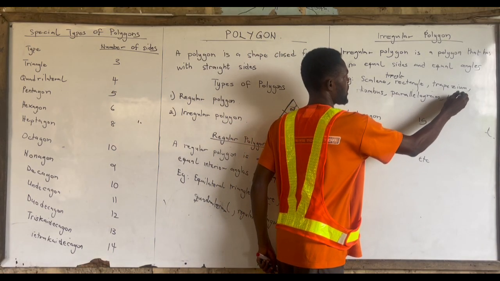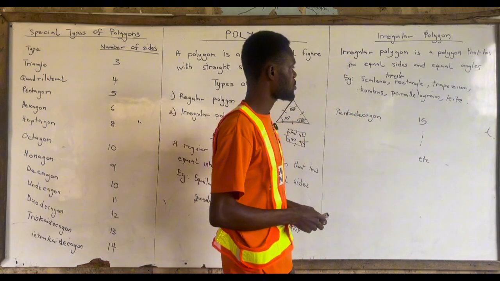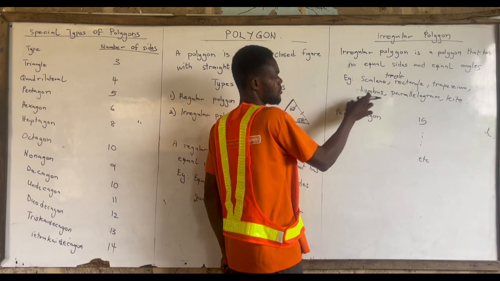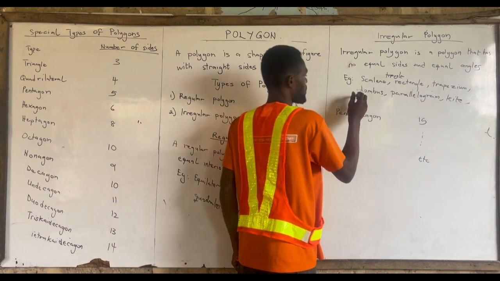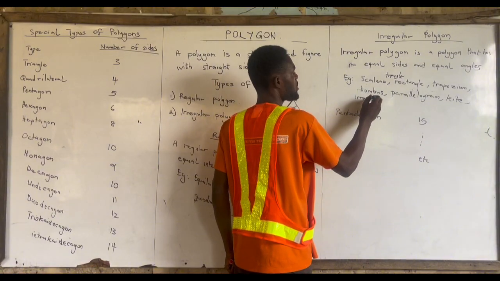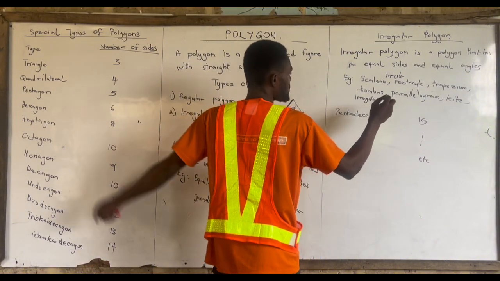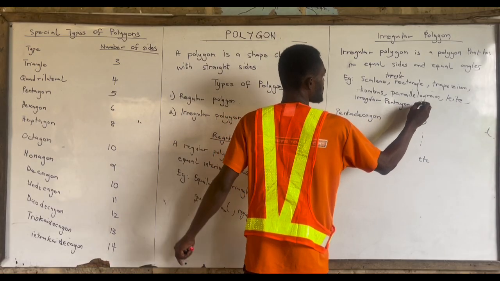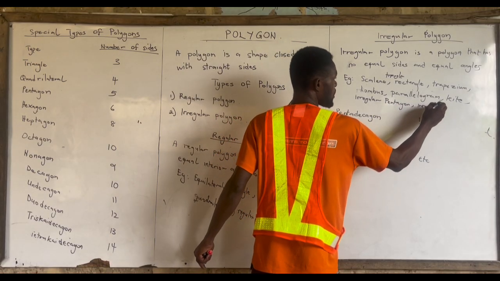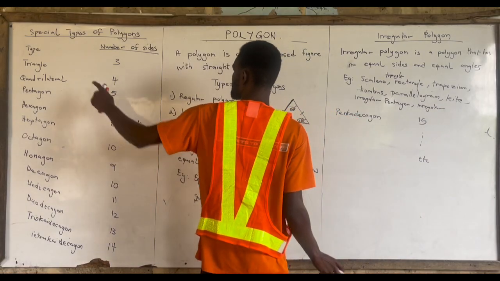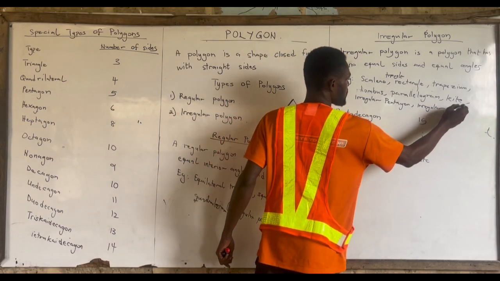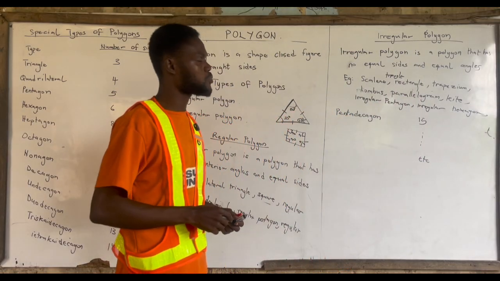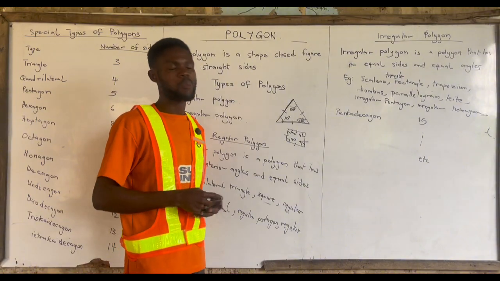Kite is also part. So these are all examples of irregular quadrilaterals. Another example: irregular pentagon, irregular hexagon. They are all examples of irregular polygons.